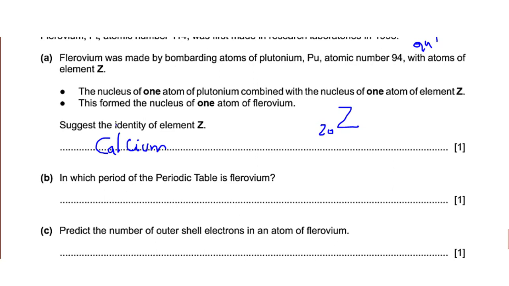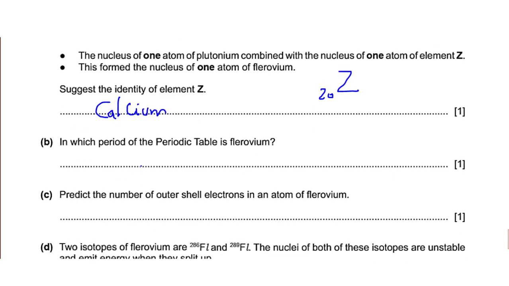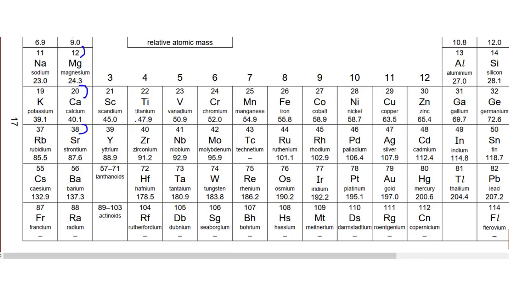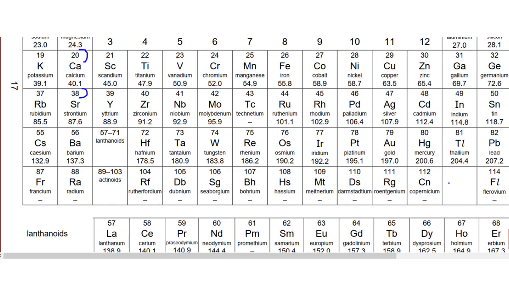Okay. Next one, letter B. In which period of the periodic table is flerovium? Let's check in the periodic table. Where is flerovium actually? So this is Fl. See, guys, this is Fl, flerovium, 114.